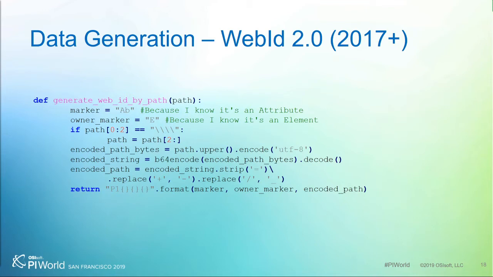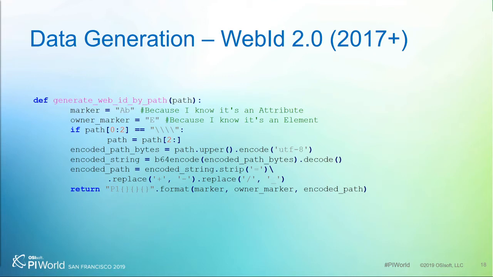So if you know the path of your element or the path of your PI tag, you can easily generate the web ID. This is an example of how you do it. You have the marker and the owner marker. You may be wondering, what is this? It's just a table that you have to check. The table is available online.